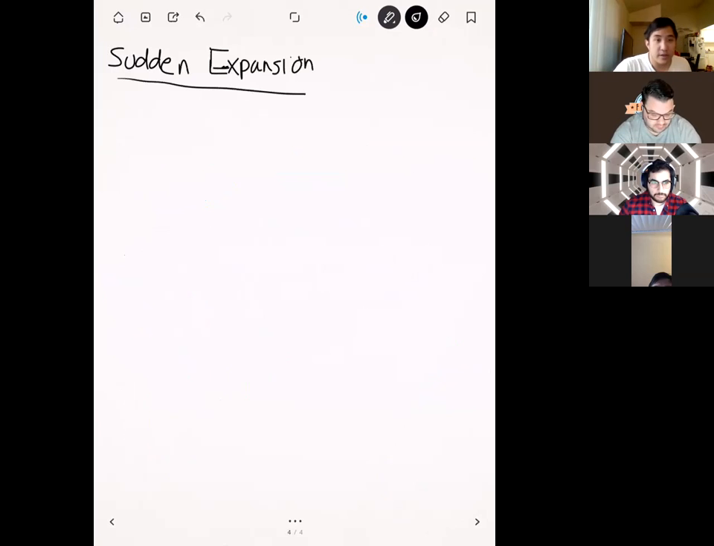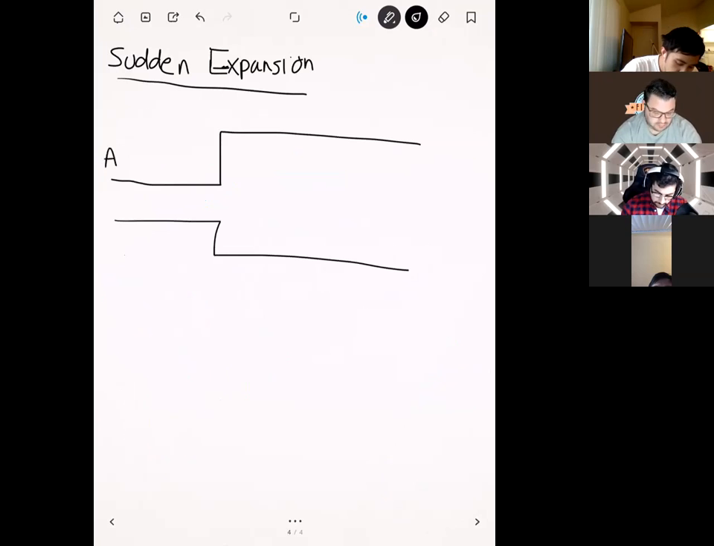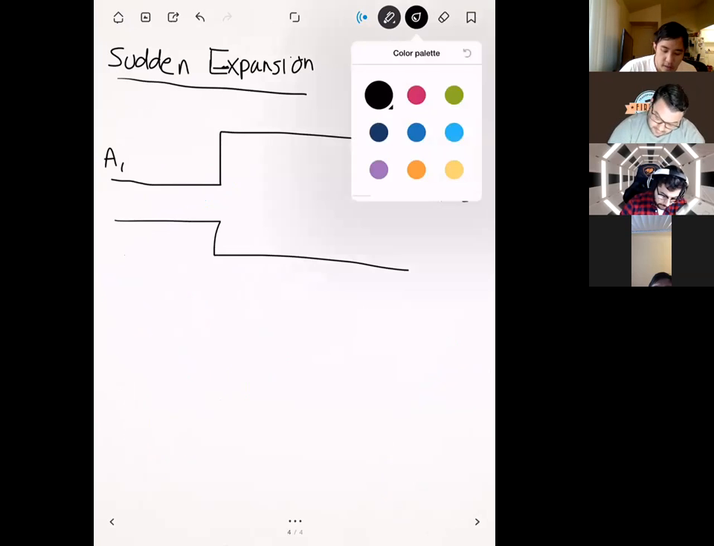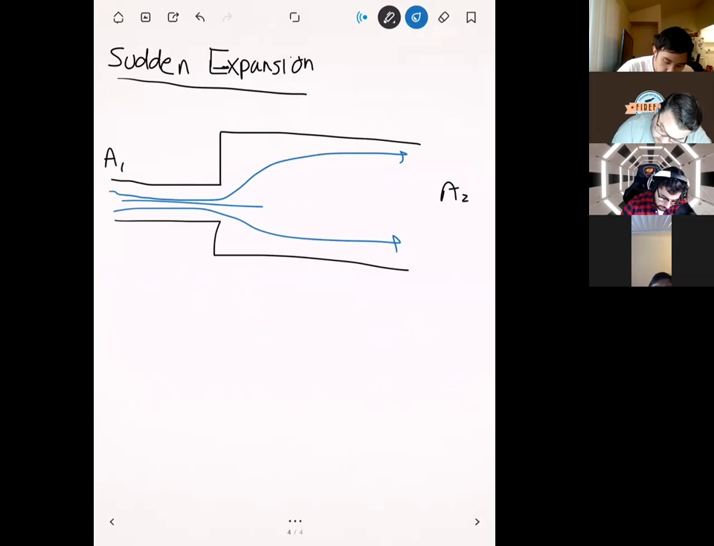Okay. And so the opposite of a sudden contraction is a sudden expansion. A sudden expansion looks something like this. Again, we have A1 and A2. Instead of the fluid getting jammed into a small pipe, the fluid is entering an area where the flow gets bigger like that. Okay. And again, there's a graph that describes this.